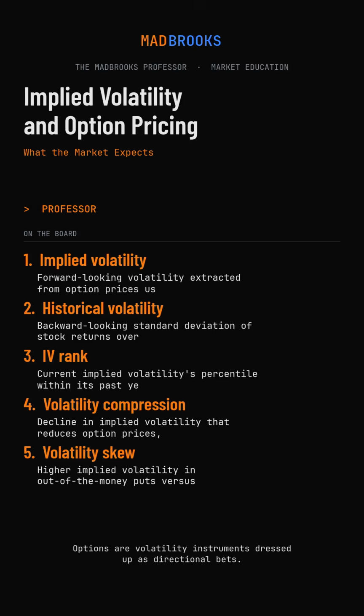Options are volatility instruments dressed up as directional bets. If you ignore implied volatility, you're missing the pricing mechanism. If you ignore IV rank, you're guessing instead of measuring. The traders who win consistently don't have better market predictions. They have better volatility positioning. They sell high IV, buy low IV, and let mean reversion do the work.